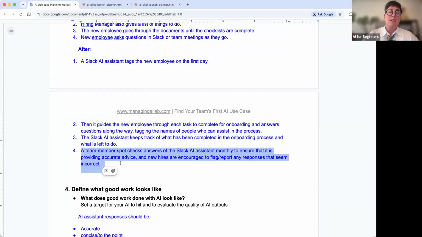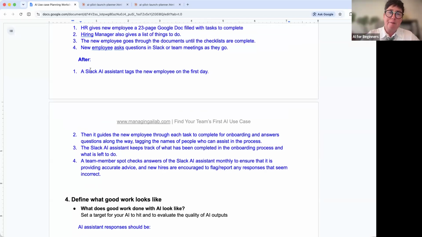The review process here is that a team member spot checks answers on a Slack AI assistant monthly. With AI assistants, you can't look at every single answer, right? So you have to make plans to spot check it bi-weekly, monthly, and so on. You always want to be making sure that these models are giving correct answers, right? You need what's called a fallback. So if the answers aren't correct, what happens, right? Well, in this case, new hires are encouraged to flag and report any responses that seem incorrect. You could get even more specific and say flag responses that seem incorrect and contact X department or the manager, something like that, right? That is how we define the process.